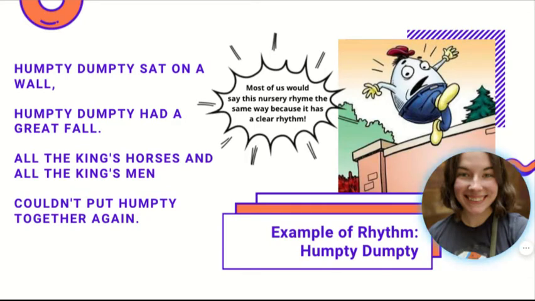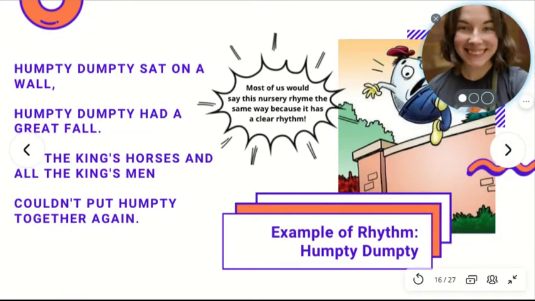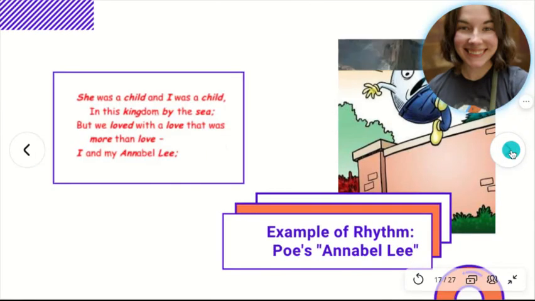Okay, so nursery rhymes have very, very distinct rhythms, and we can hear it, right? Humpty Dumpty sat on a wall. Da da da da da da da da. Right? It's very, very distinct. And a lot of poems don't have that super distinct rhythm, but it is still there.